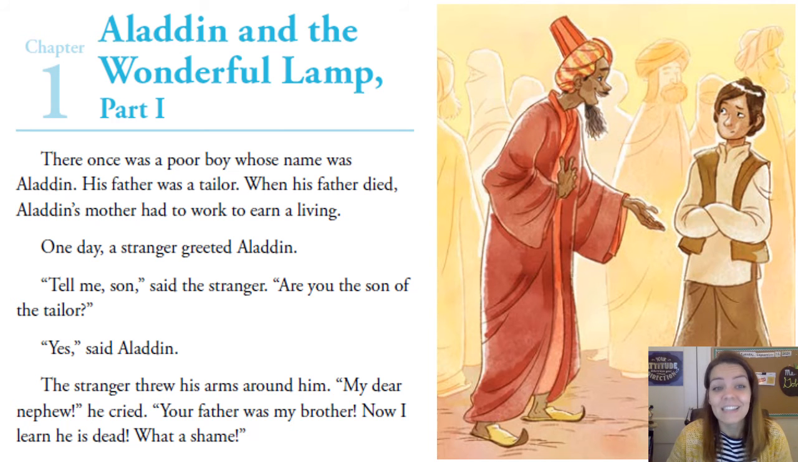And that's it. This is what the chapters should look like. So you're going to see it just attached inside Google Classroom. It'll say Aladdin and the Wonderful Lamp. You're going to read it to yourself independently. So this is what it'll look like, and you're going to do that once you're done with the video.